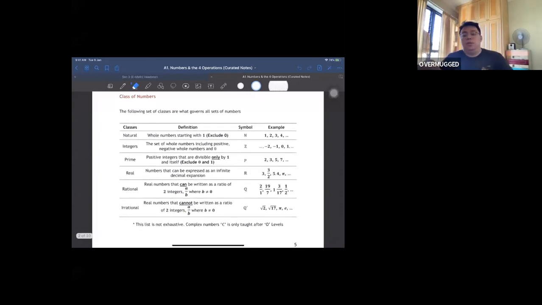Now, these classes of numbers are not only these. There are actually many more. There are complex numbers, there's a field. There are many things, but this is the scope of the O-level syllabus.